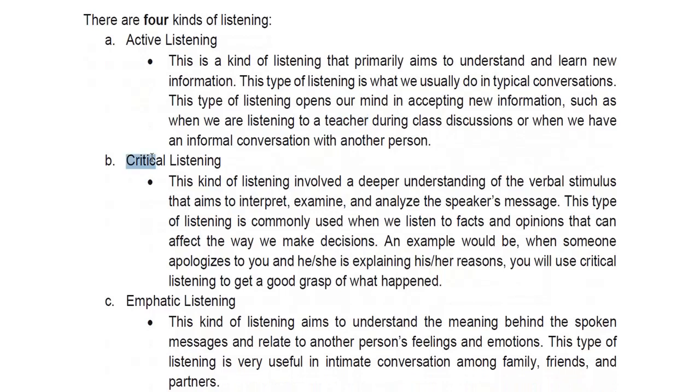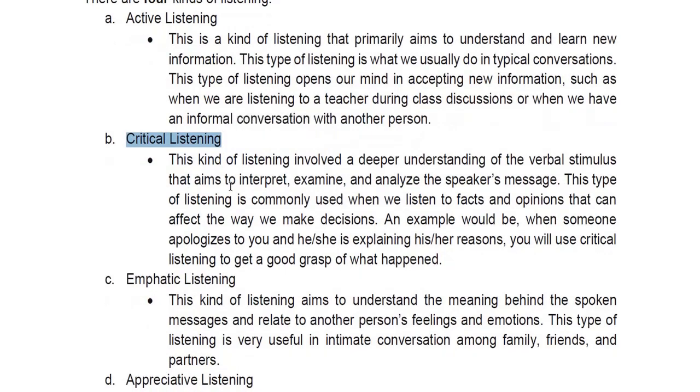Next, we have critical listening. Critical listening is the kind of listening that involves a deeper understanding of the verbal stimulus that aims to interpret, examine, and analyze the speaker's message. So it is a listening in which you will evaluate the content of the message that you hear. As a critical listener, you are listening to all parts of the message and you will analyze it, you will examine it, and you will interpret it based on what you heard.